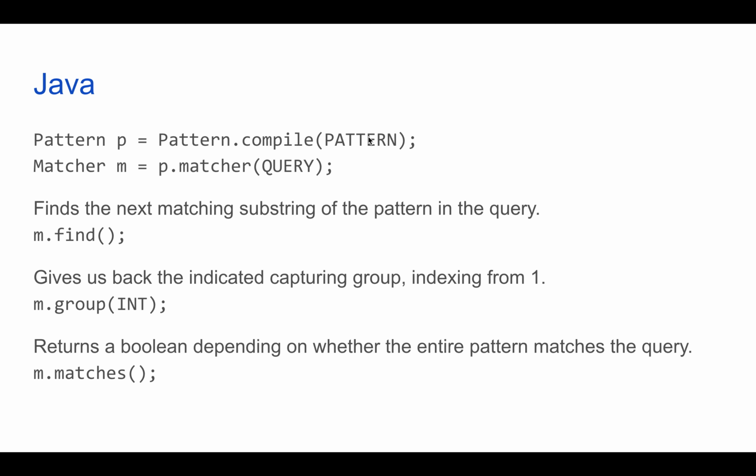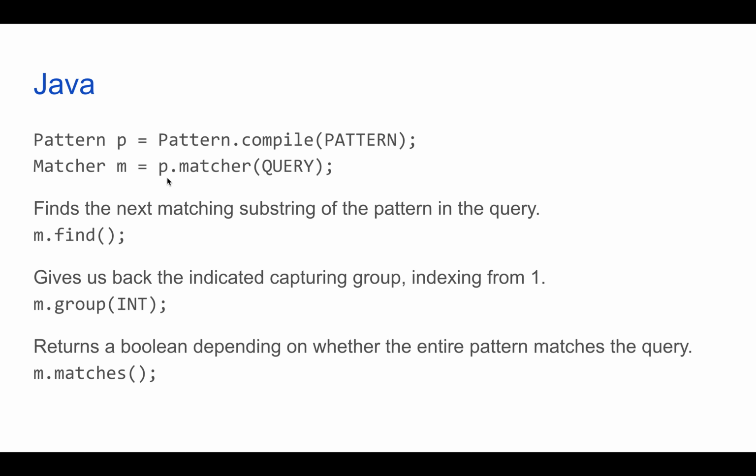So pattern is just a string. It was all the blue patterns that I was showing you before. If you put that in a string and then you throw it into pattern.compile, you'll have a pattern object. And then you can make a matcher by calling dot matcher on the pattern that you had before with the query string that you're going to check against. And that's how you set up your objects.